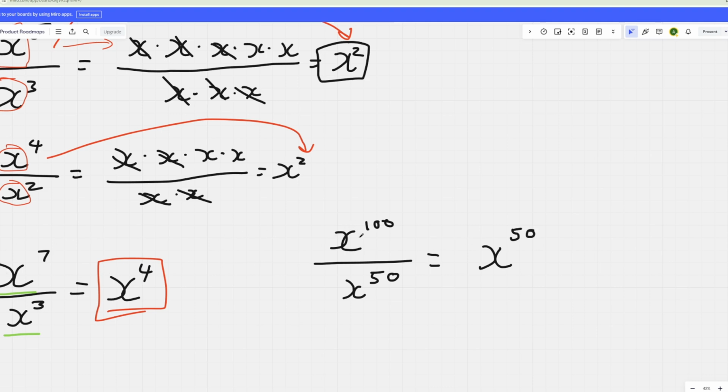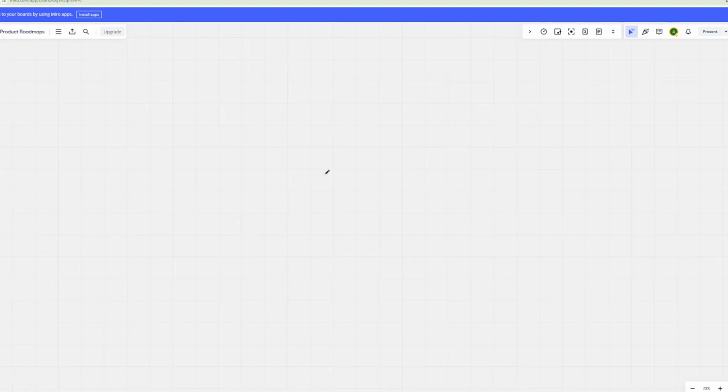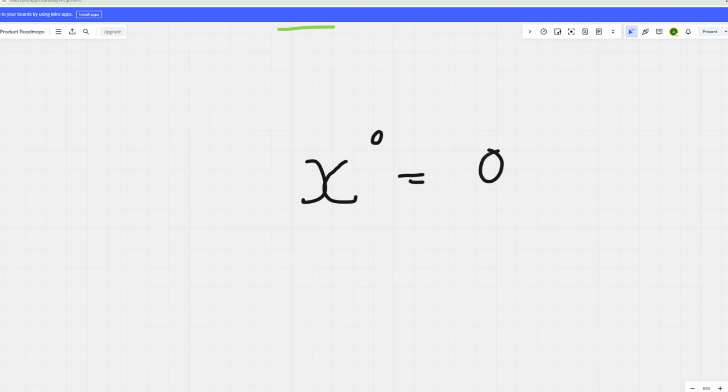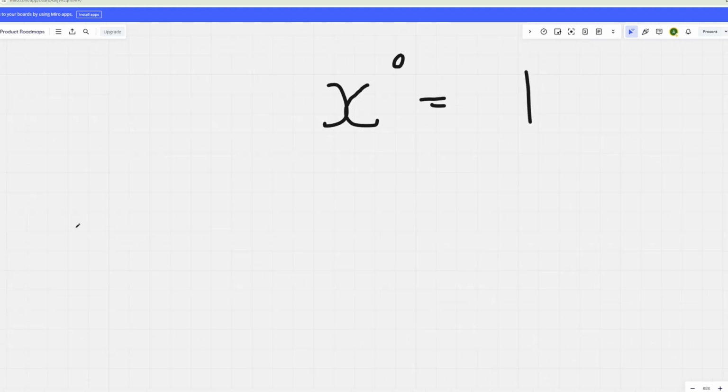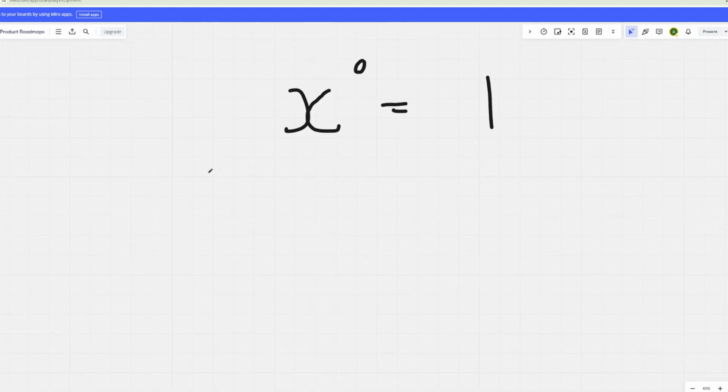So when you have two of the same bases divided by each other, all you have to do is subtract the powers. Okay, this one is kind of a crazy one, but let's say I give you x to the 0. What would this be? Well, a lot of people are going to say, oh, x to the 0 is just 0. Well, it's actually 1.